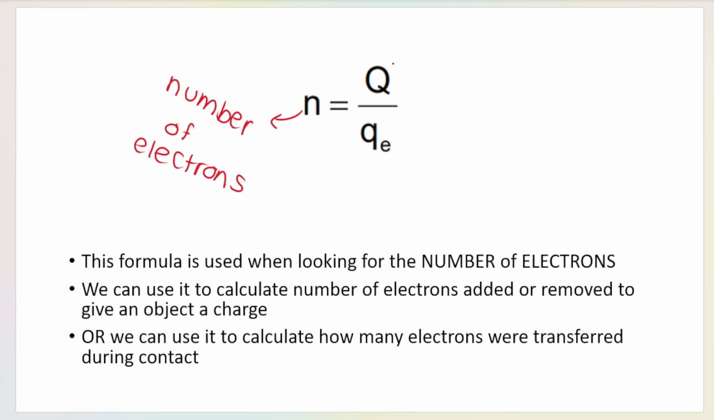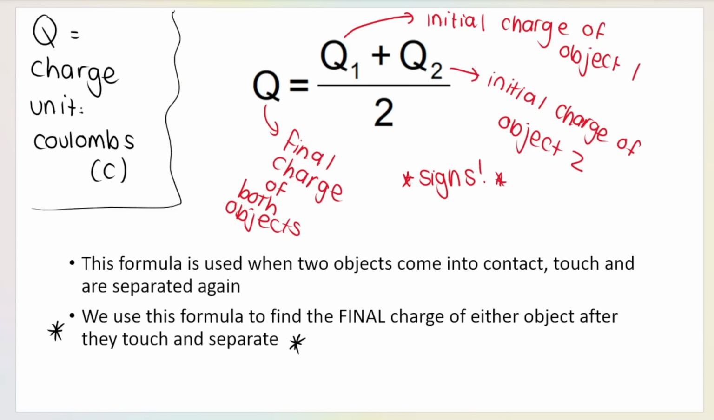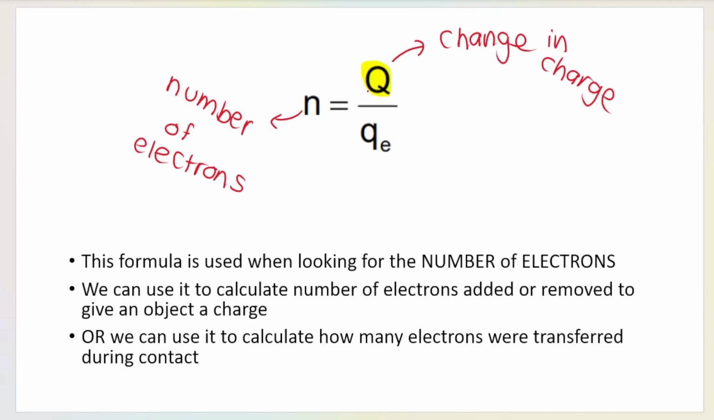So N is number of electrons. Q is change in charge. I will make mention of this when we go over this formula in more detail, but this Q is not the same as this Q. They are different. In this formula, this Q is final charge. In this formula, this Q is change in charge. I want you to think of that as final minus initial. I will get into that in more detail.